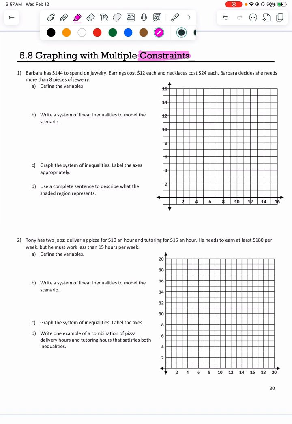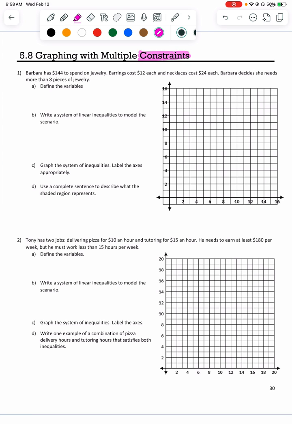So maybe we cannot have negative variables, right? Or negative valued variables. Maybe there are other constraints that we have, other limitations for our graphs based on the information that we're given. So that's what the word constraints means. Again, it means limitations, it means restrictions. So we are going to graph, keeping in mind those restrictions.